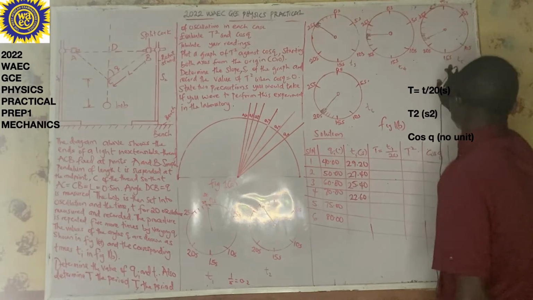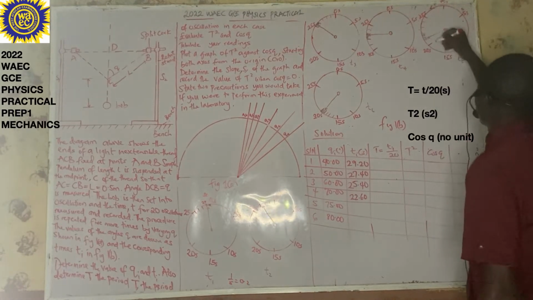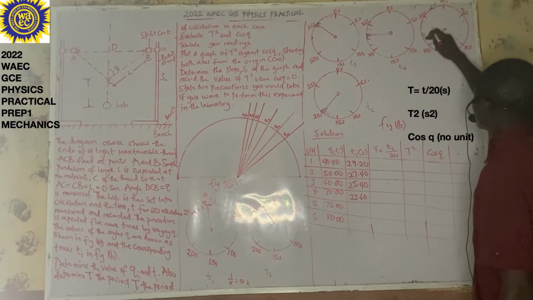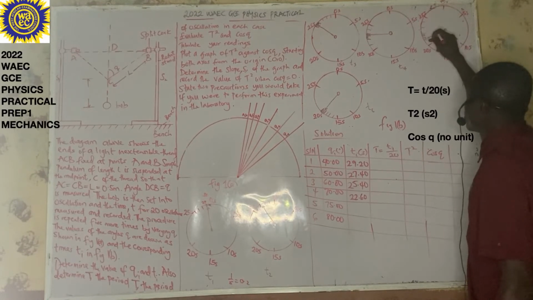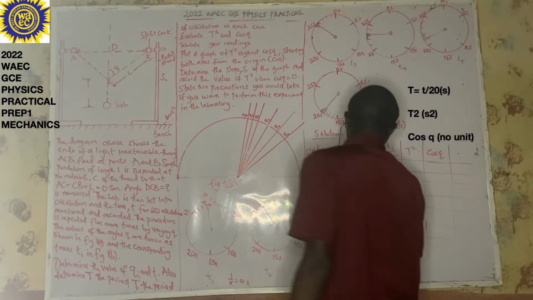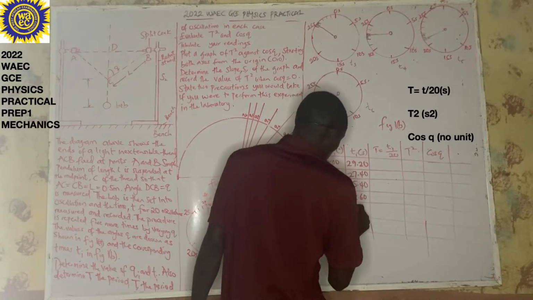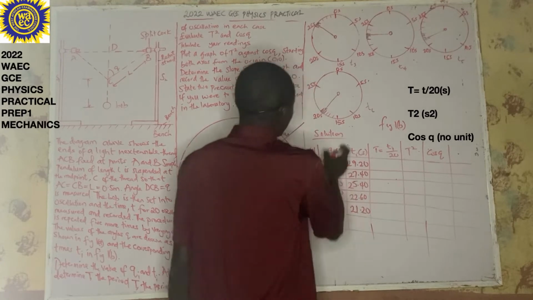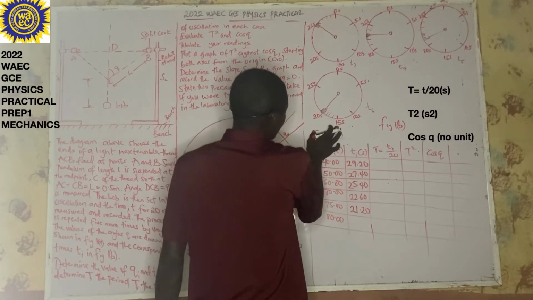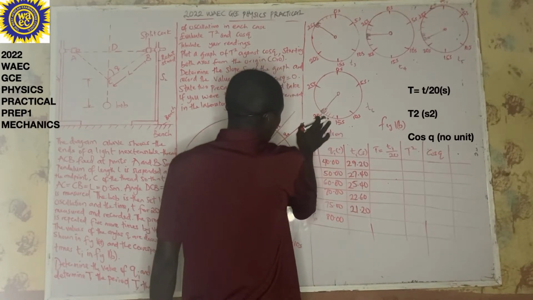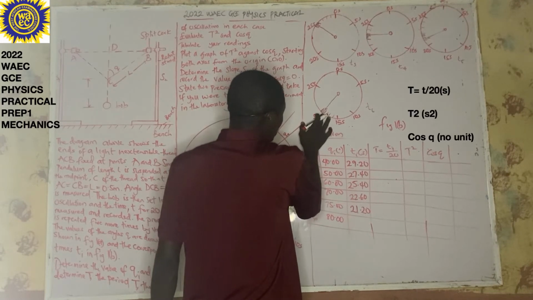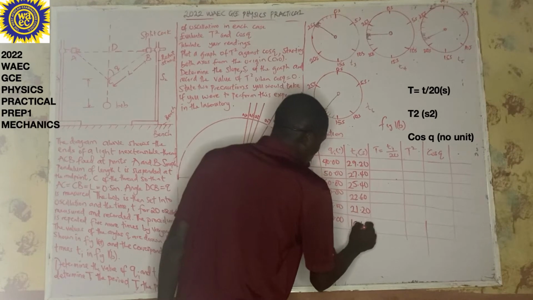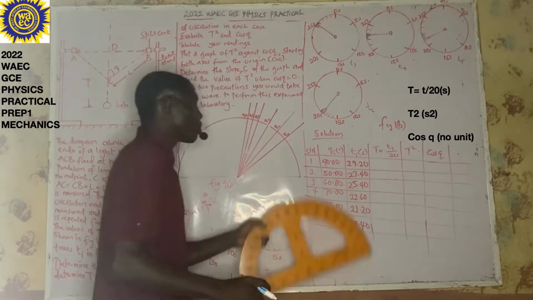For the fifth one, which is T5, look at this. This one is 20, this one is 21. This is 21.2 because the black line is 0.2. So 21 plus 0.2 is 21.20. And the last one is 15, 16, 17, 18, 19, 19.2, 19.4. So it is 19.40.